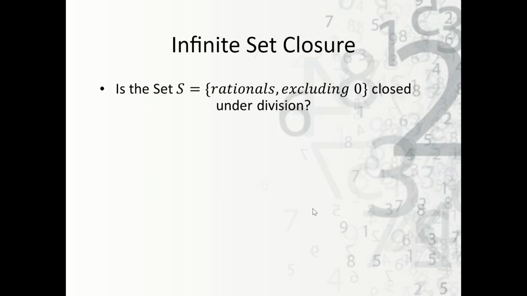Now, what if we said the set of rationals excluding 0 is closed under division? Well, again, we're going to think of some examples. So we have 1/2 divided by 1/4 is equal to 2, and negative 1/2 divided by 1/3. Remember, really, it's just multiplying by the reciprocal. So is there any way we're going to get something other than a rational number, other than a fraction?